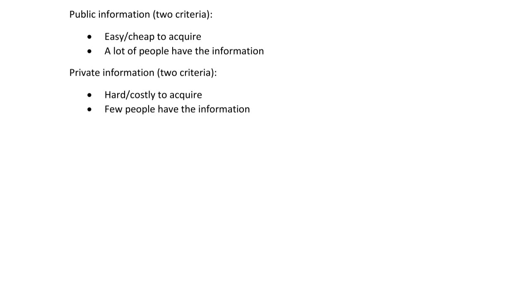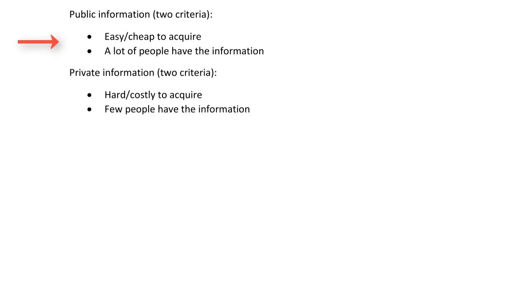In order to understand the efficient markets hypothesis, we first need to understand what public and private information is. Because the efficient market hypothesis is really about what type of information is being reflected in prices. So the first type of information is public information.